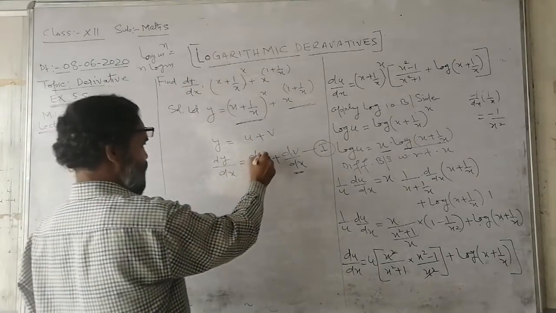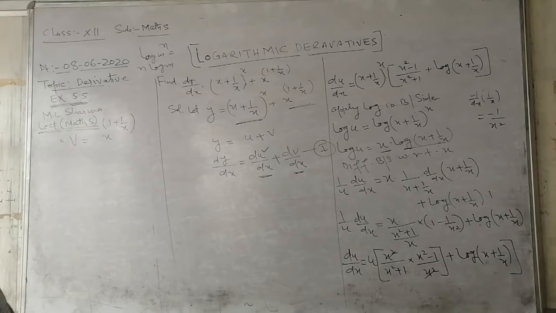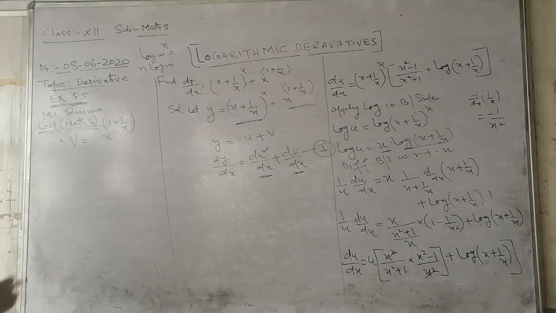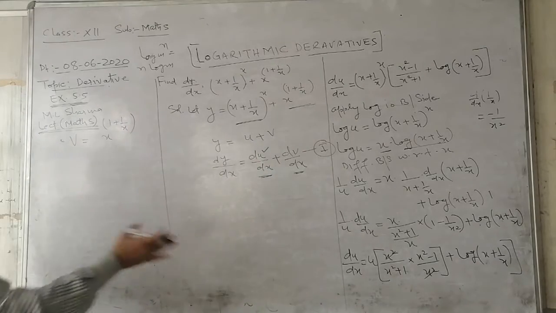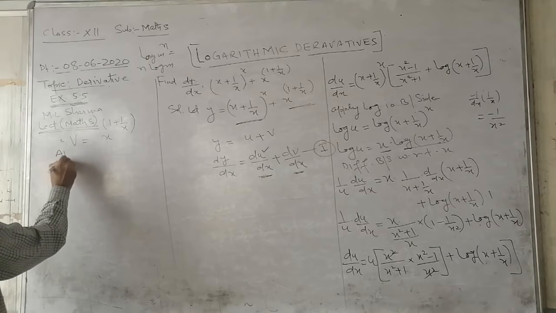In the same way, the value of dv upon dx is to be found out. So again here, for finding the value of dv upon dx, the same steps I will have to follow. Apply log to both sides.